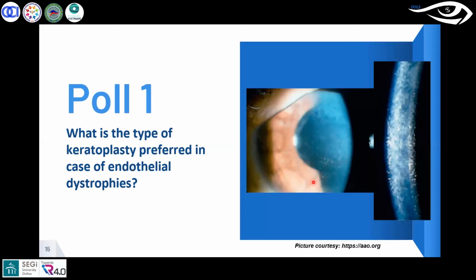Penetrating keratoplasty can be used in case of endothelial dystrophies. You can go ahead with DSEK and DMEK as well. But DALK is not the type of keratoplasty technique which is used in case of endothelial dystrophies, because as the name suggests, it is anterior, so it is not going to treat the endothelium. As you must know, the endothelium is present in the posterior location, so it is not going to treat the posterior dystrophy which is actually present. That was good. So let's move on to the next slide.